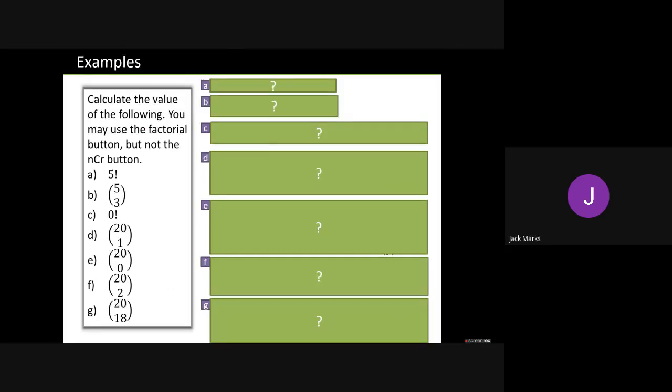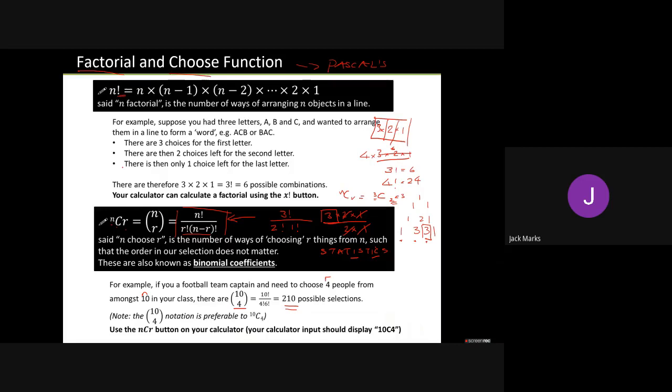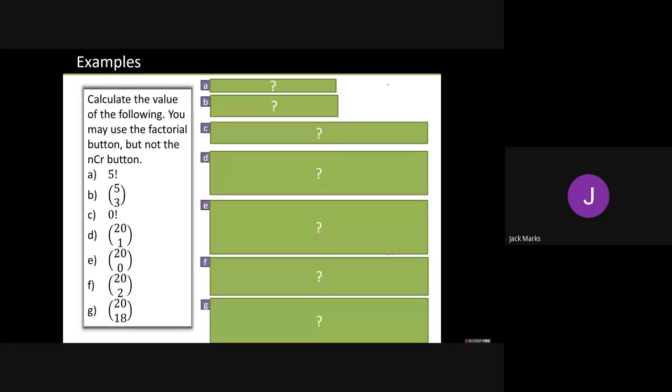So calculate the following. You may use factorial, but you're not allowed to use the nCr button for this one. So we're going to use n factorial over r factorial times (n minus r) factorial. 5 factorial, remember, is just the same as 5 times 4 times 3 times 2 times 1. You might remember we just said that 4 factorial a moment ago was 24. So this will be 5 times 24.